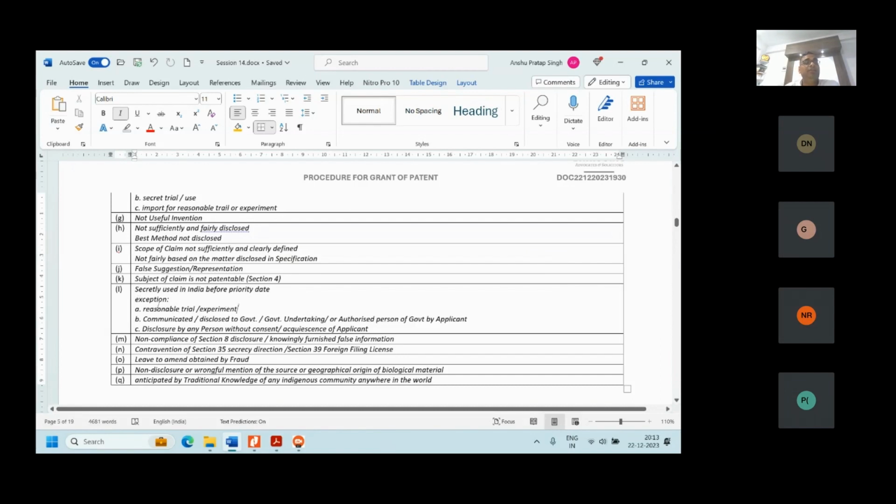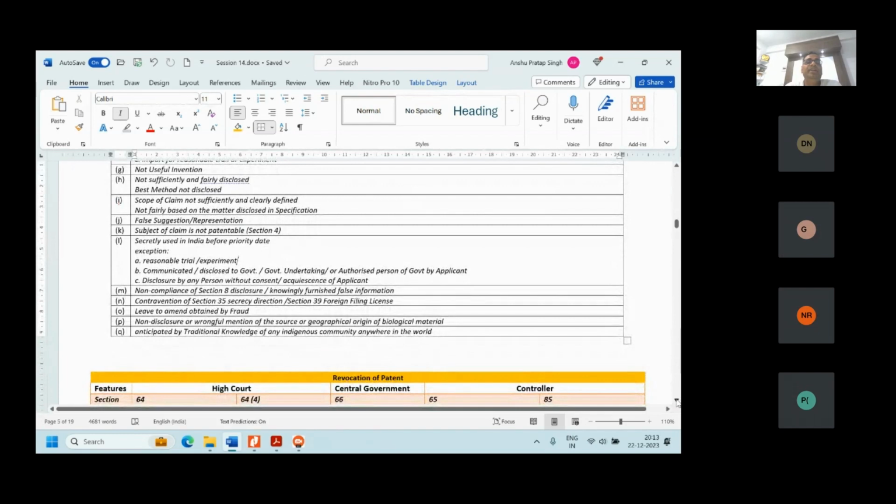Now, what is the exception in 3? Reasonable trial or experiment, for that you have secretly used; communicated, disclosed to government, government undertaking or authorized person of government by applicant; and disclosure by any person without consent, acquiescence of applicant. Except these 3, if it has been secretly used before priority date, then yes, it can be considered that it can be revoked.